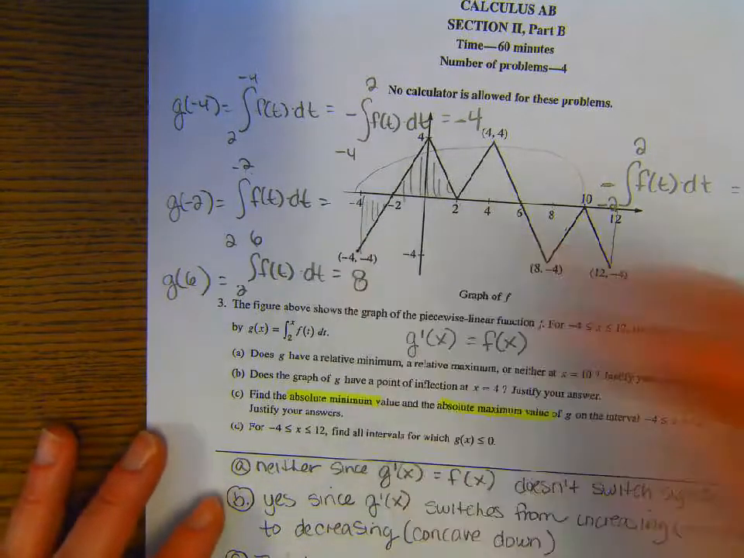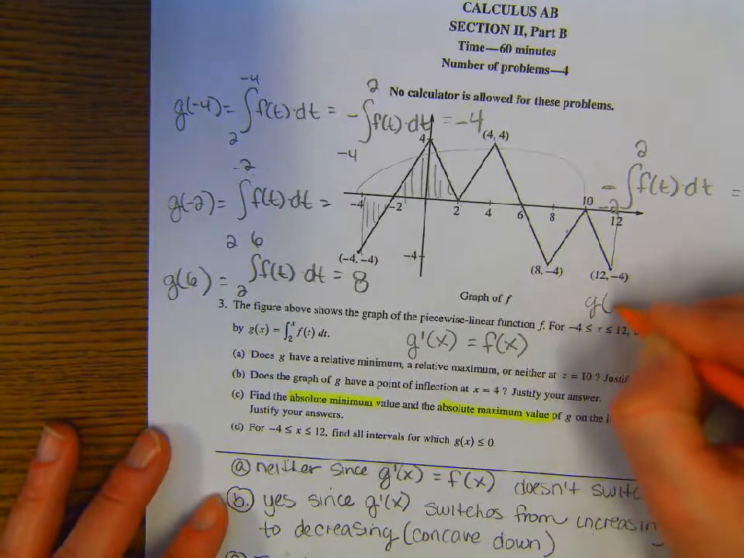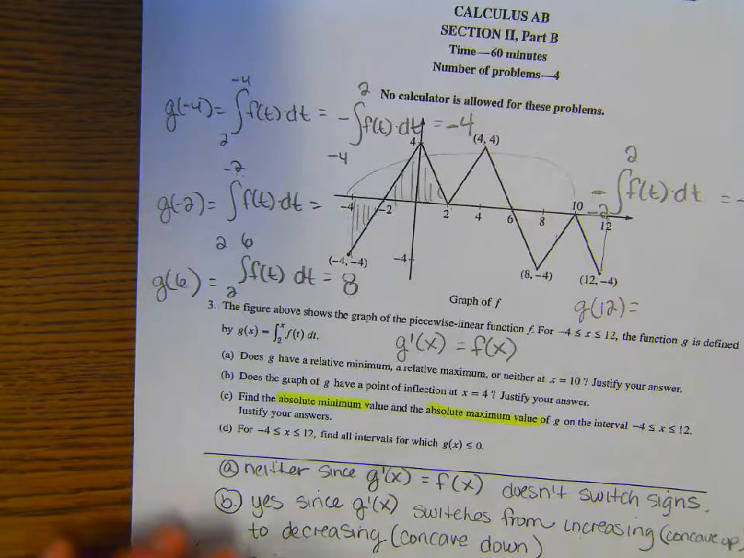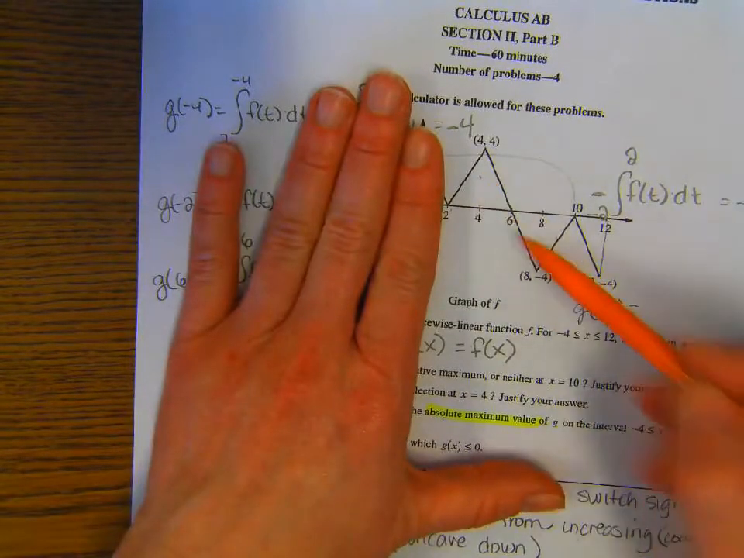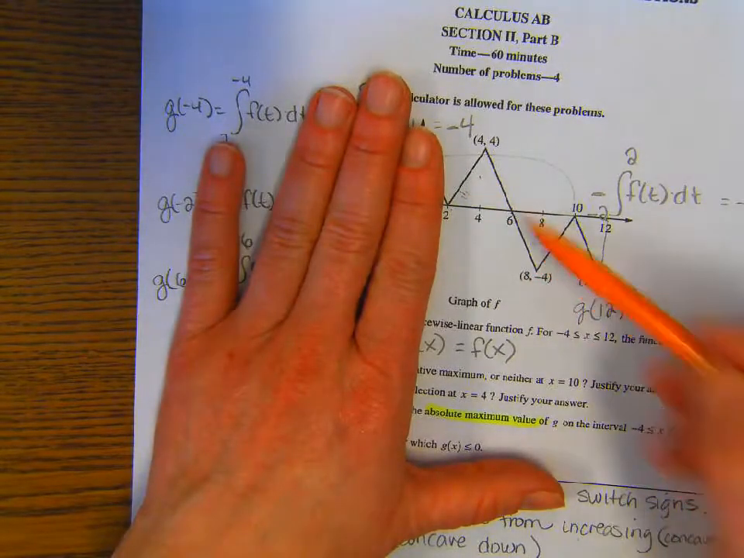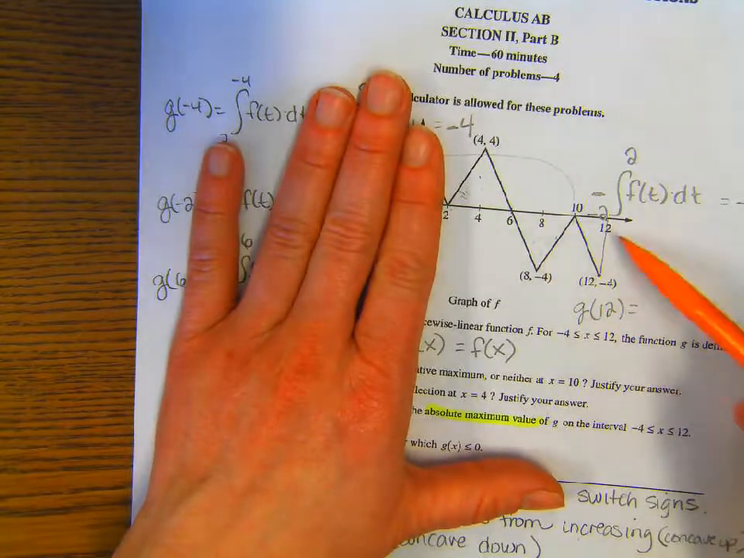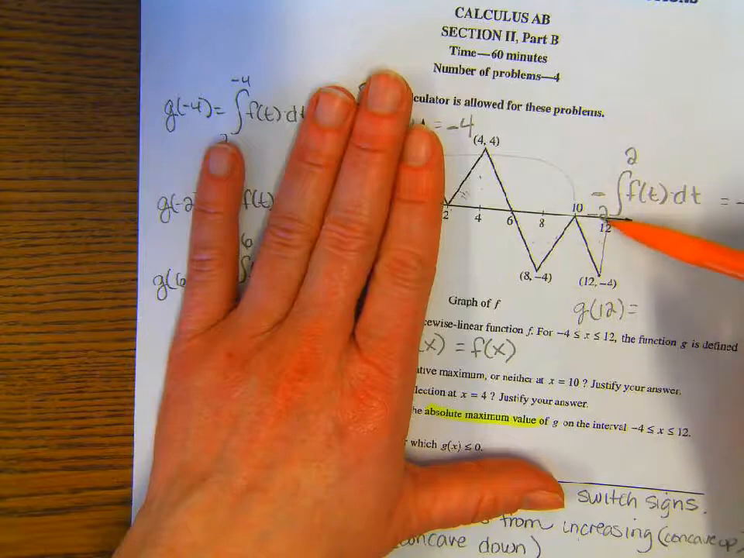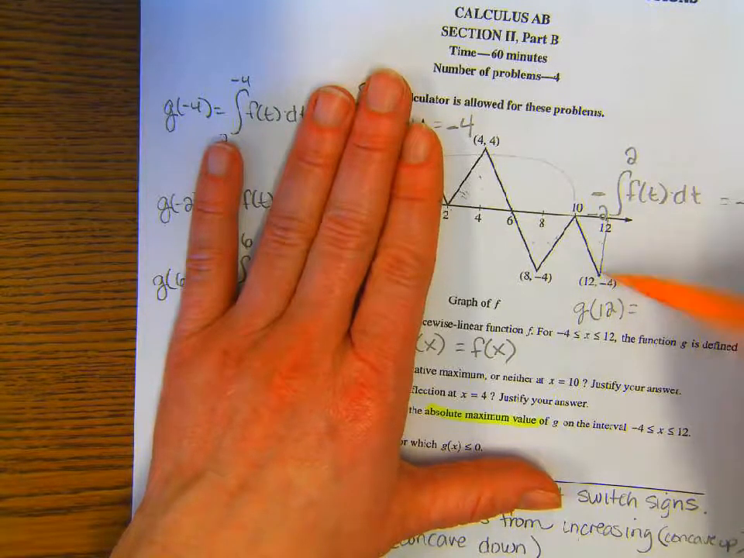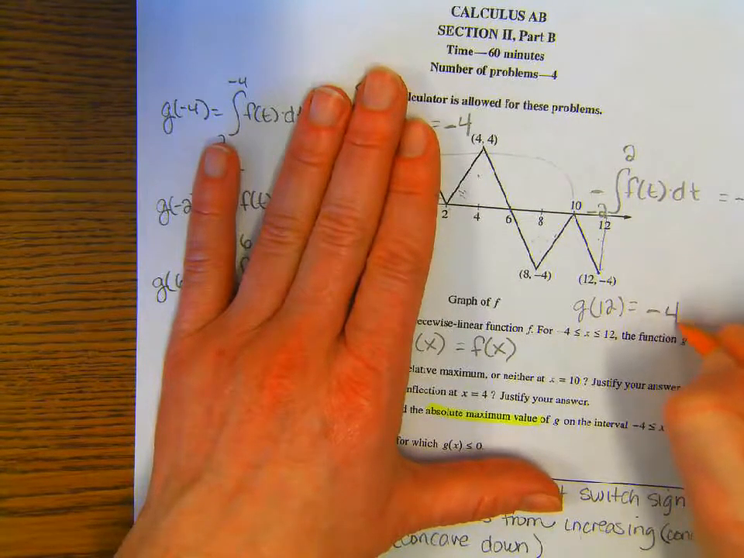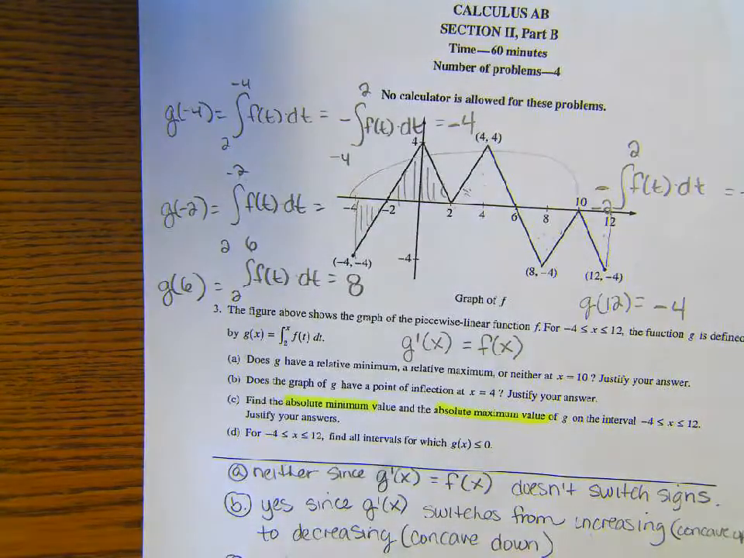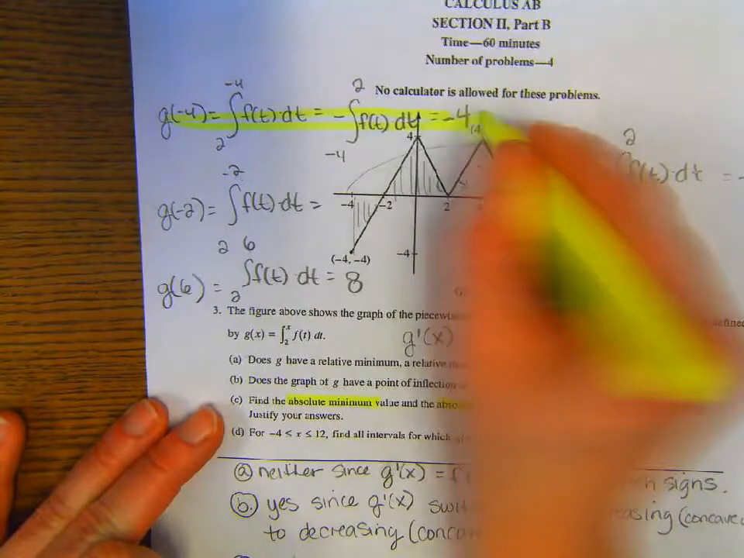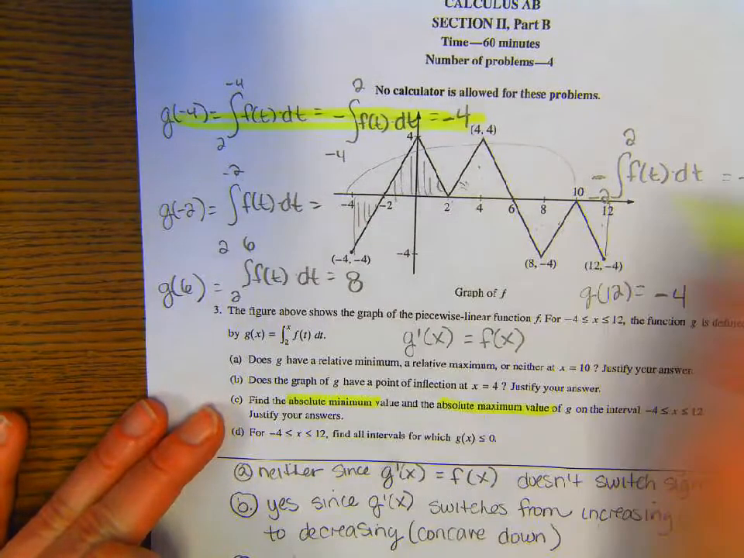And finally, g of 12 is, don't these cancel each other out? Positive and negative. So it's going to be negative because it's below, 1/2 times 2 times 4. This is negative 4. Okay. So that's all the work for that.